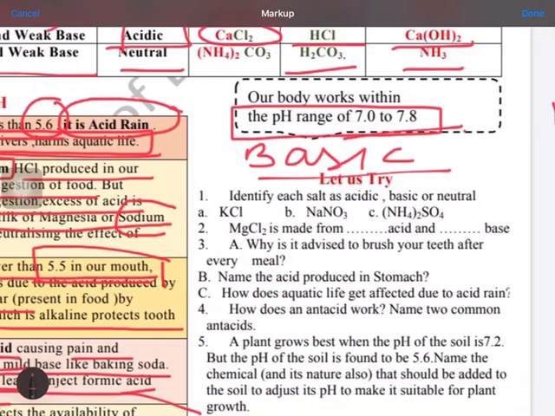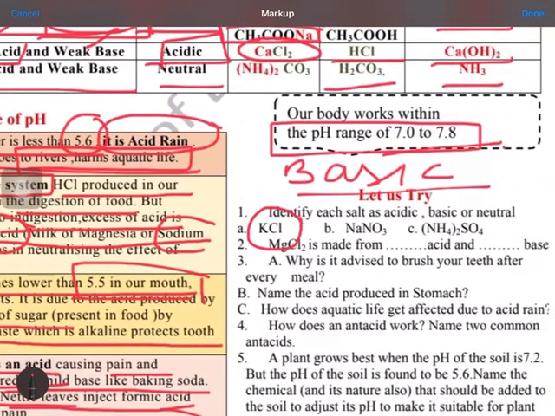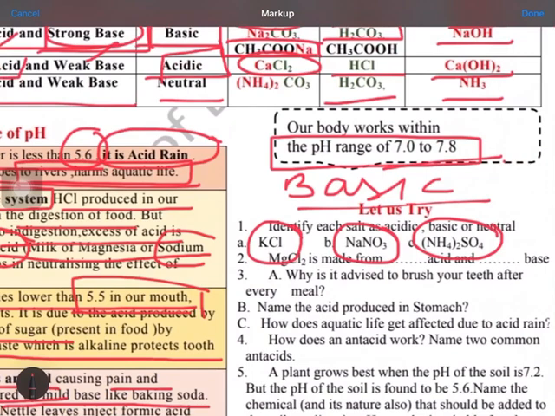Identify each salt as acidic, basic or neutral. It's very simple. We have to just see the salt formula and find out which particular acid or base has been used to make this salt. Like KCl is there. So when KCl is formed, there are two things. Acid will be HCl and base will be potassium hydroxide. So both are strong acid and strong base, so it will be neutral.